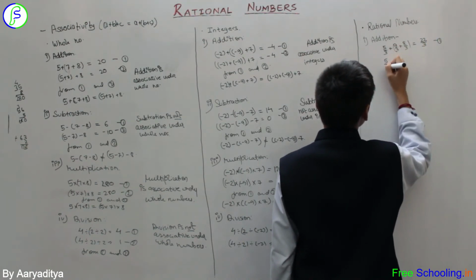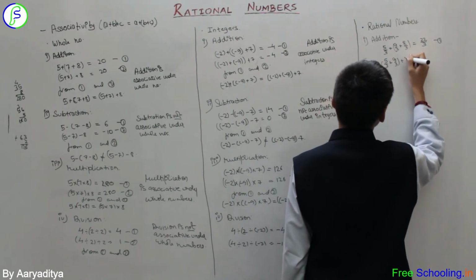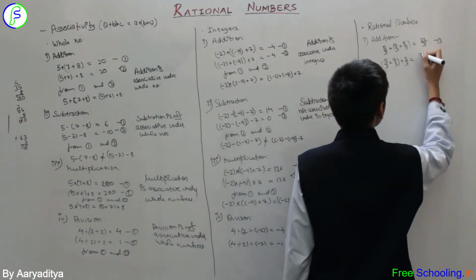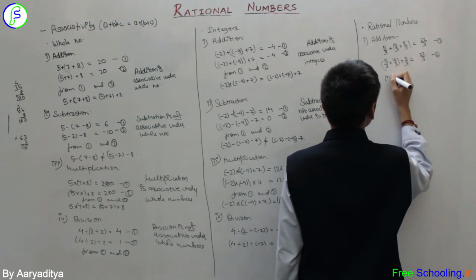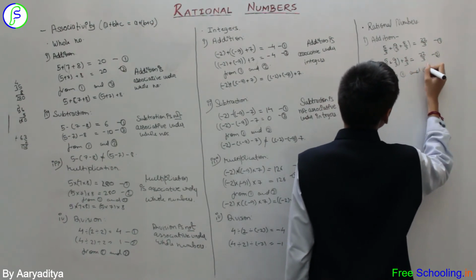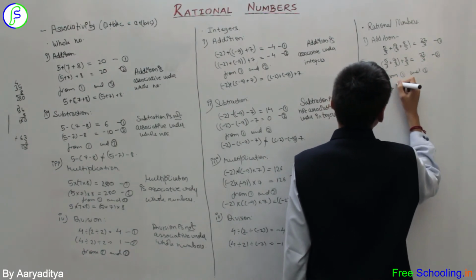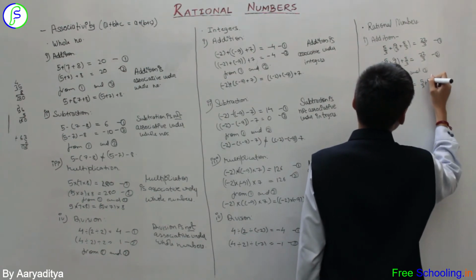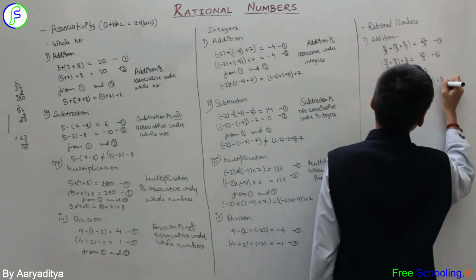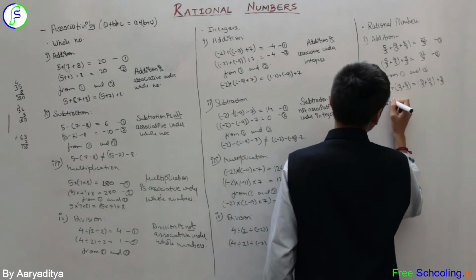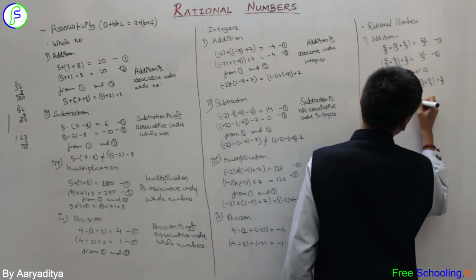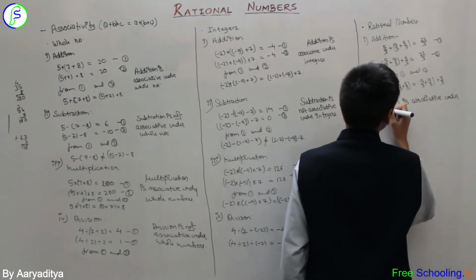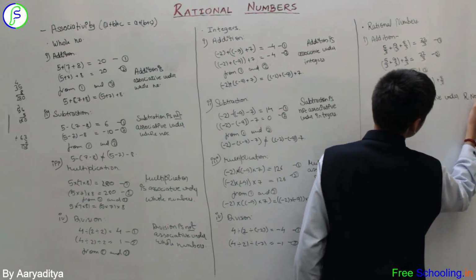And if we do like this, we will get 9 plus 5 is 14, 14 plus 8 is 22 by 3. So here also we can see from 1 and 2 that 5 by 3 plus 9 by 3 plus 8 by 3 is equal to 5 by 3 plus 9 by 3 plus 8 by 3. Addition is associative under rational numbers, using the short form.